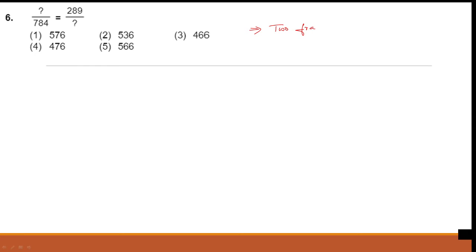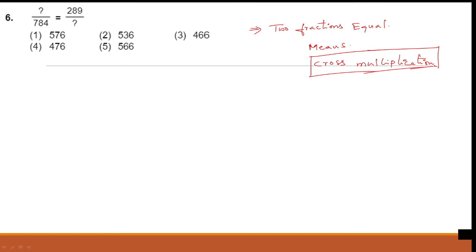Two fractions equal means what we need to do? So cross multiplication. We need to do cross multiplication. Okay, so this is what you need to remember. These are all the basics from childhood class, but I am just recollecting all the information.